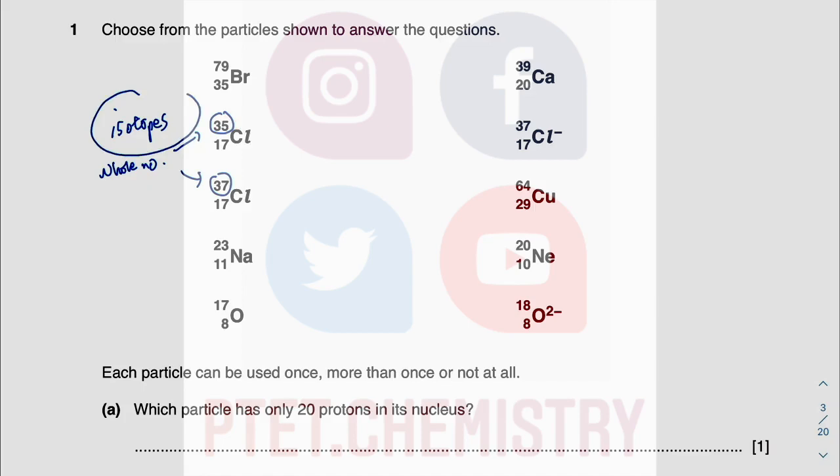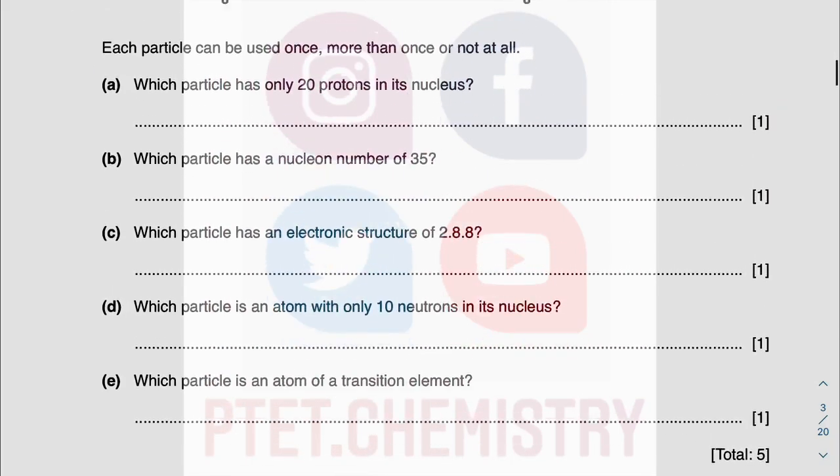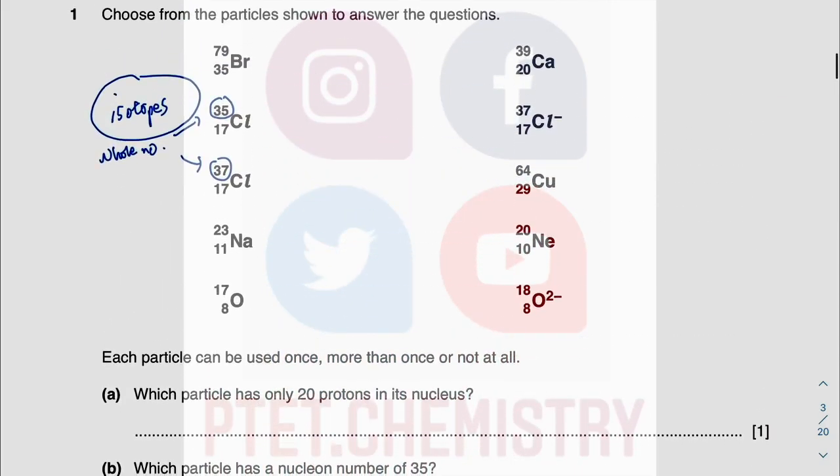So the definition of isotope, I'm not sure whether they asked you to define or not. Nope, they didn't. So isotopes are atoms of the same element because they have the same proton number. But what is different is they have different numbers of nucleons, meaning they have different numbers of neutrons. That's why the mass numbers are different. Okay. So now they say each particle can be used once, more than once, or not at all. That's quite important there.